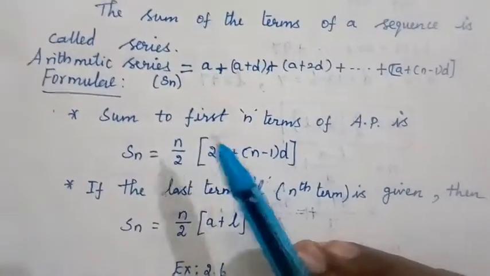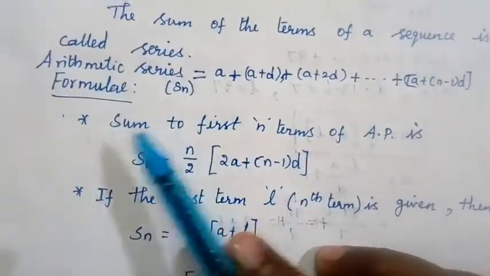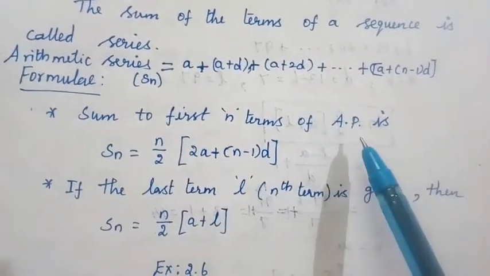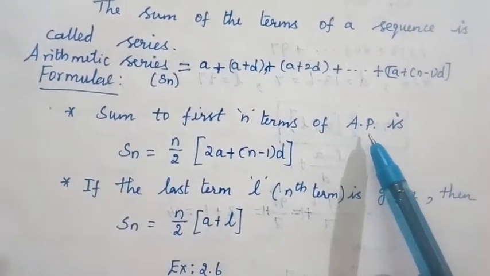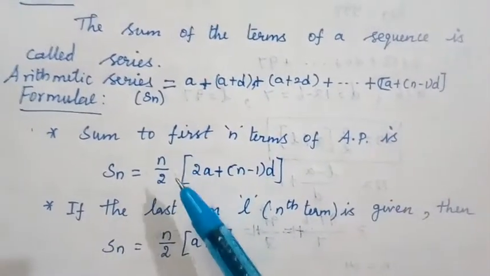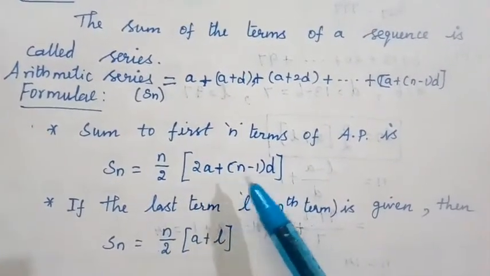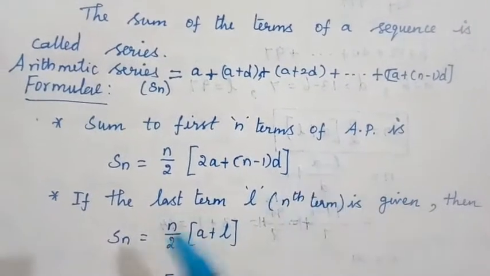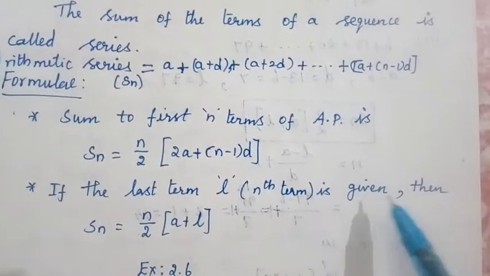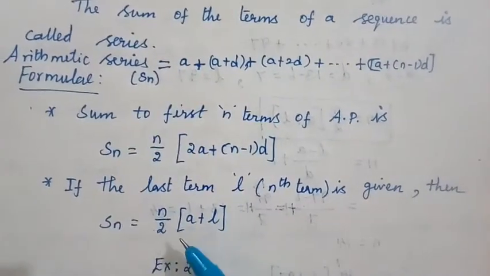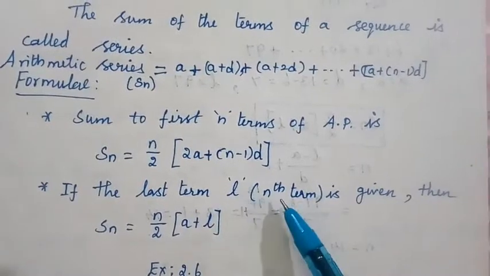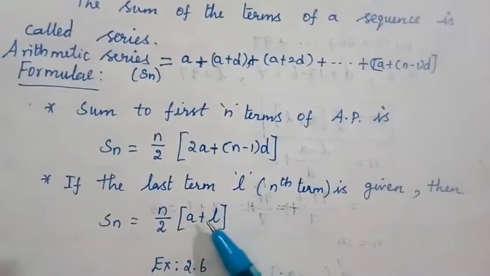Now you have to listen. It is denoted by Sn. The sum formulas: the sum of the first n terms of an AP, arithmetic progression, is Sn equal to n by 2 into (2a plus (n minus 1) into d). If the last term l, the nth term, is given, then Sn equal to n by 2 into (a plus l). When the last term, that is the nth term, is given, we will use this formula.